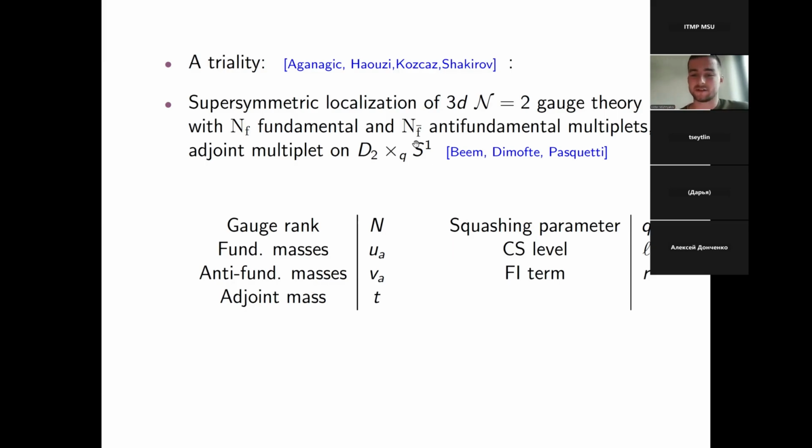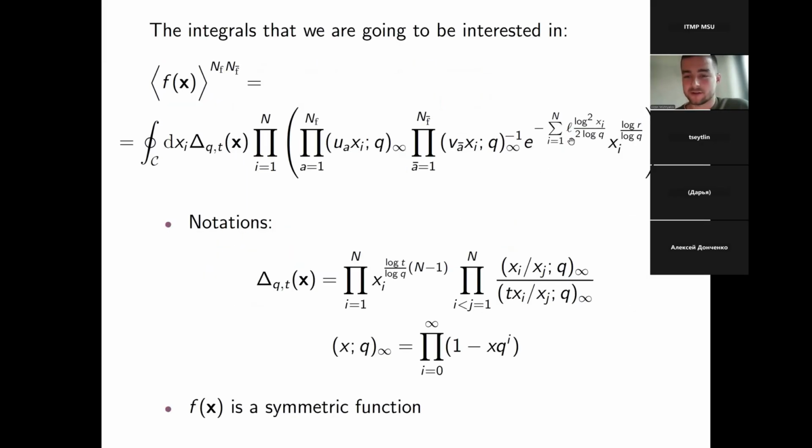Q, as I said, is the parameter that corresponds to the geometry, the Gaussian parameter. And then you can also add a Chern-Simons term. So L is going to be the Chern-Simons level, and R is the Fayet-Iliopoulos parameter. So actually going back, we can tell that this L corresponds to the Chern-Simons level, and so this term here corresponds to the Chern-Simons contribution.